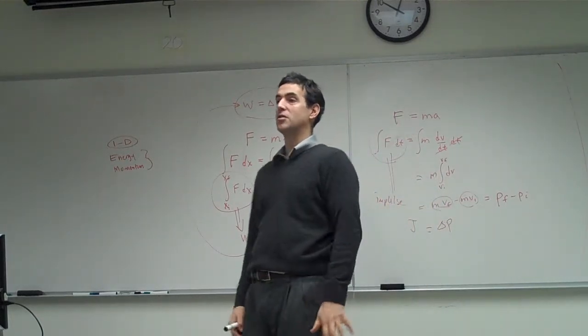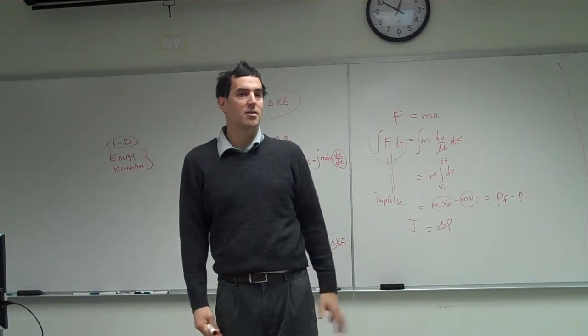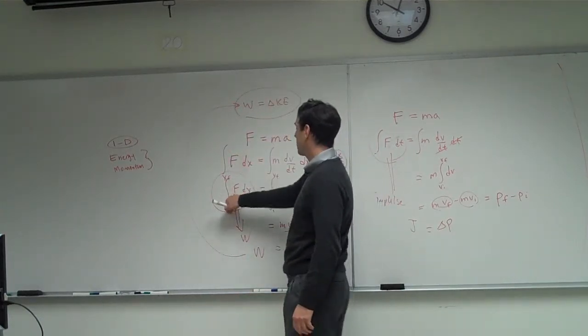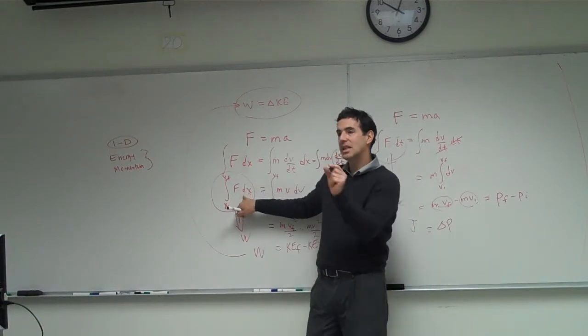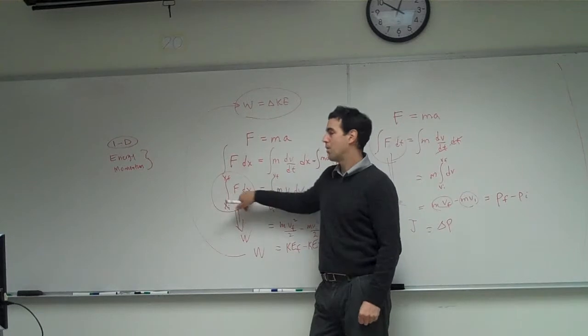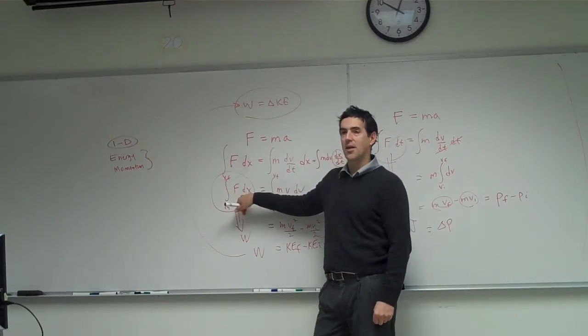Because in one dimension, what does it mean to be a vector anyway? So these are just numbers. However, in more than one dimension, force is a vector. Dx is a teeny little change in position. Dx is also a vector. Here I am multiplying two vectors together.